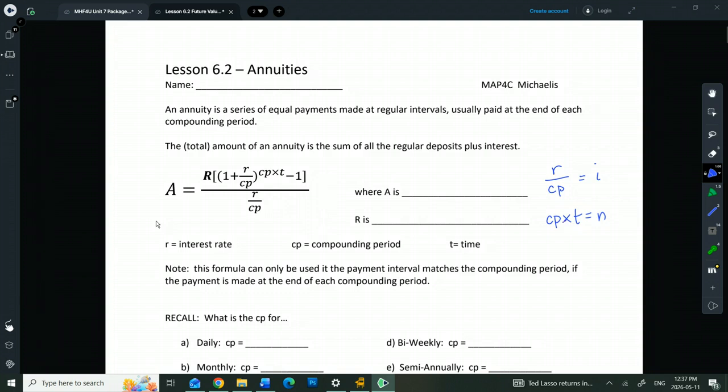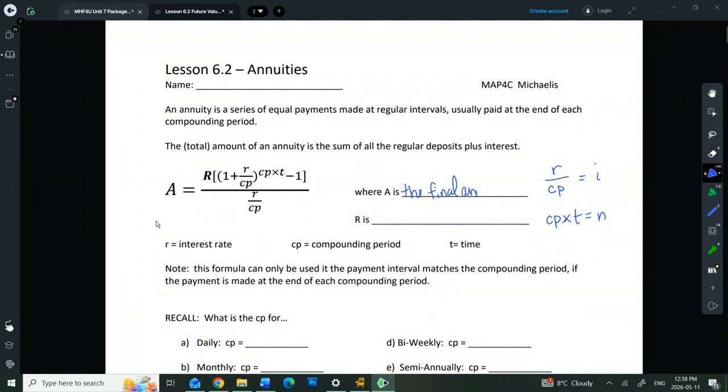So it's essentially the total number of compounds within the total time. If there are 12 compounds per year and you're investing for, let's say, 6 years, you would have compounded your interest 72 times over that whole time, right? 12 for 6 years. So you might see this listed as I, and you might see this shown as N within that formula. Okay. A is going to represent the final amount.